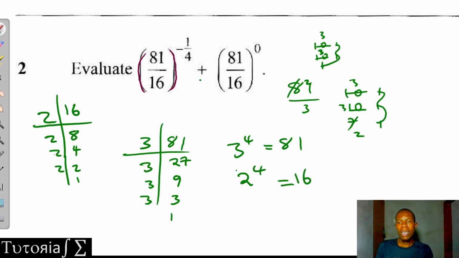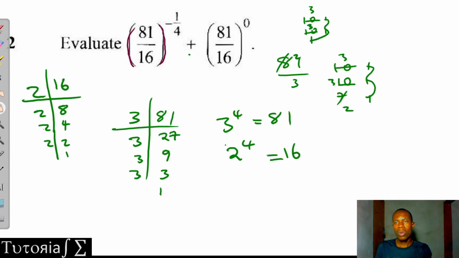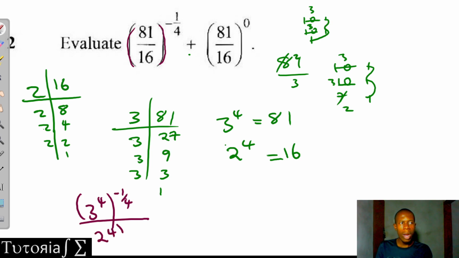Okay, then we would have just gotten these numbers and plugged them back. So here we would say this is 3 to the power 4 raised to the power negative 1 over 4. And down here we have 2 to the power 4 raised to negative 1 over 4. Okay, then we have plus.